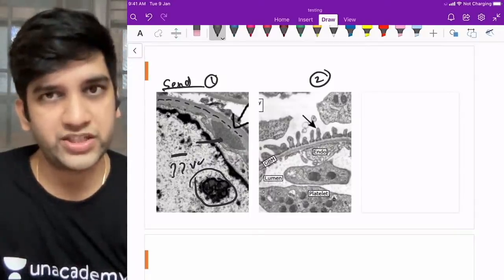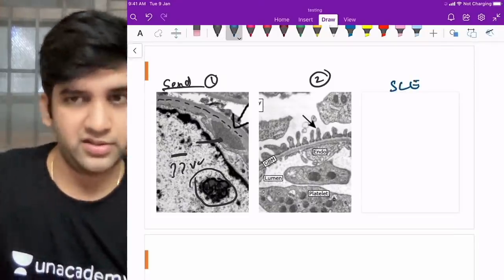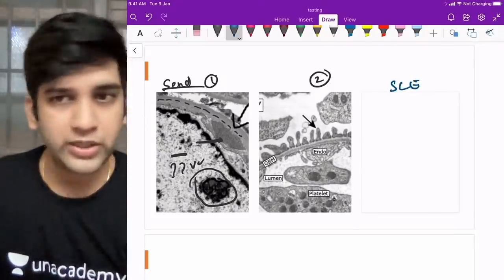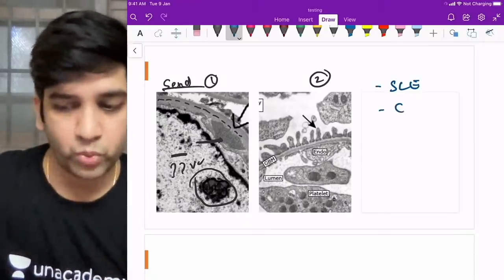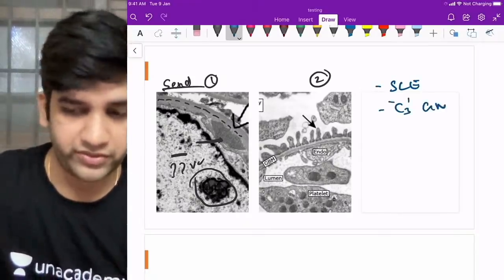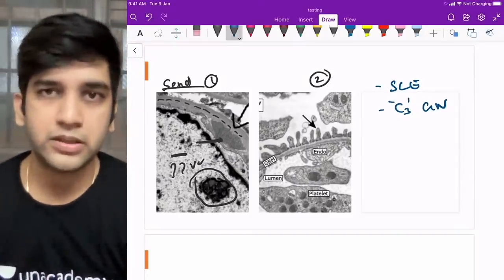In which condition do you see subendothelial deposits? One predominant condition is SLE. Absolutely in SLE, I will see subendothelial deposits. We will see why also. The second one, what I want you to remember is C3 glomerulonephritis. In both these conditions, PSGN I would keep them.